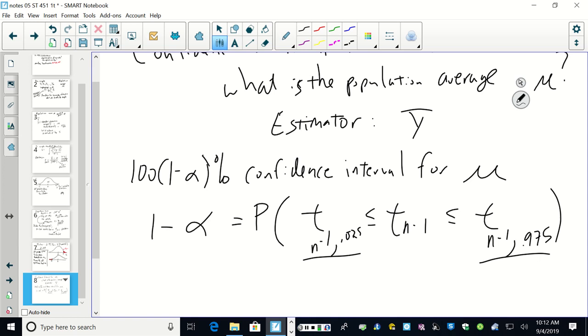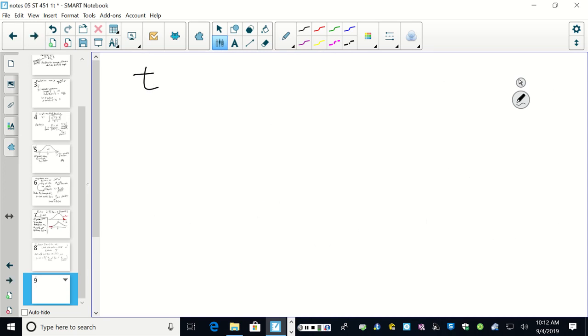So that's a probability statement about the t-distribution that should be true. We're going to work with the equations inside and put our t statistic that has that distribution in the middle. So we have t n-1, 0.025 is less than, in the general case it would be alpha over 2, but let's just think about 5%.